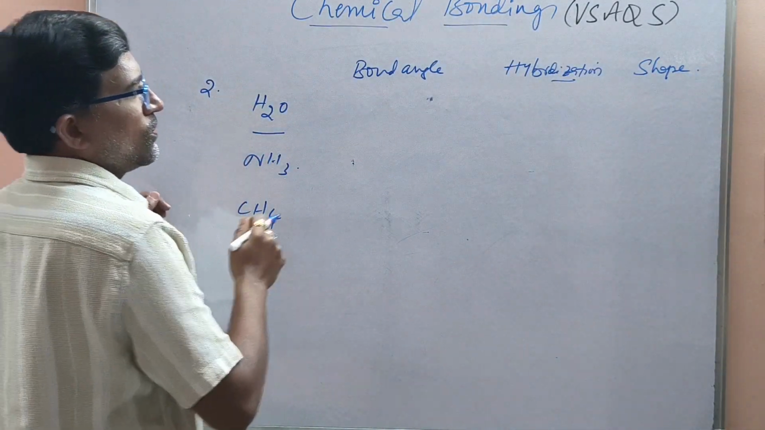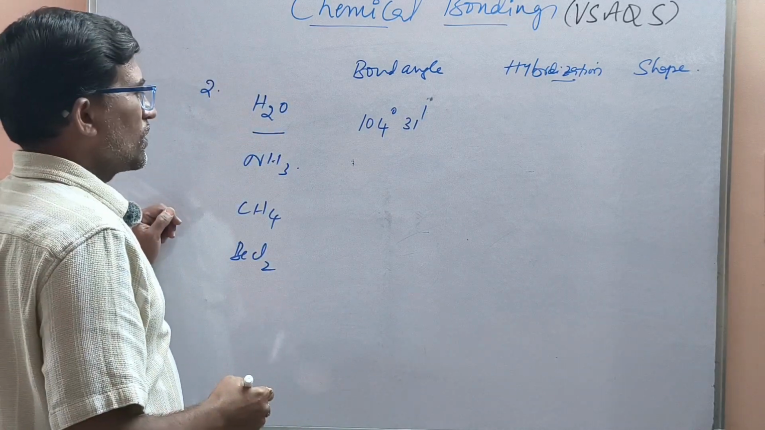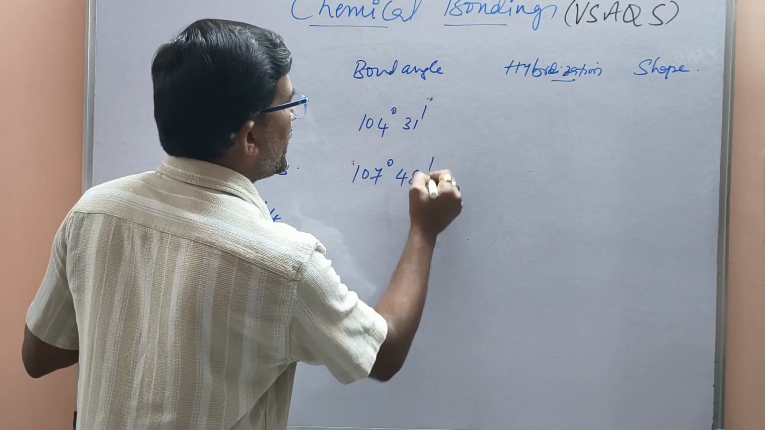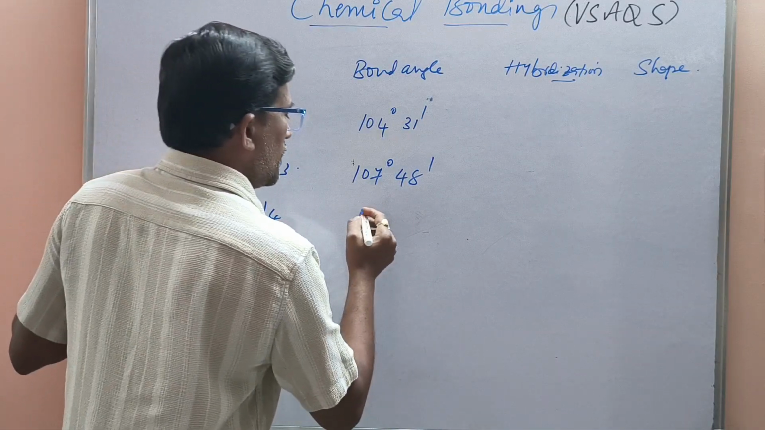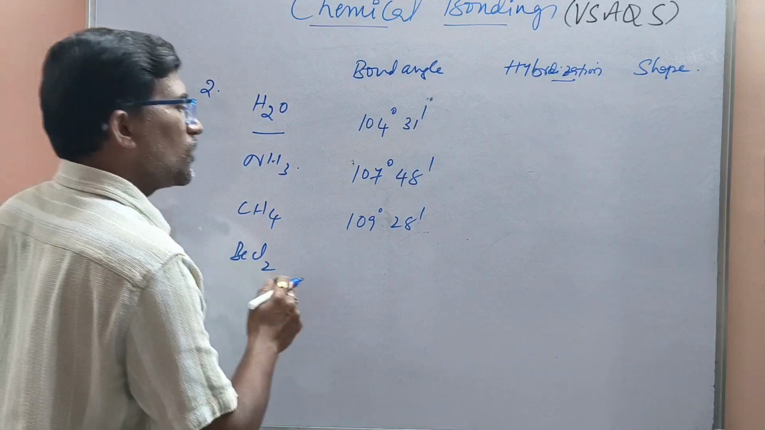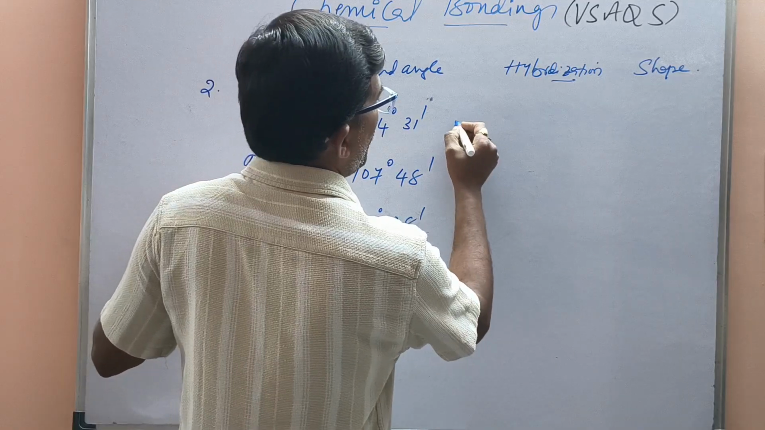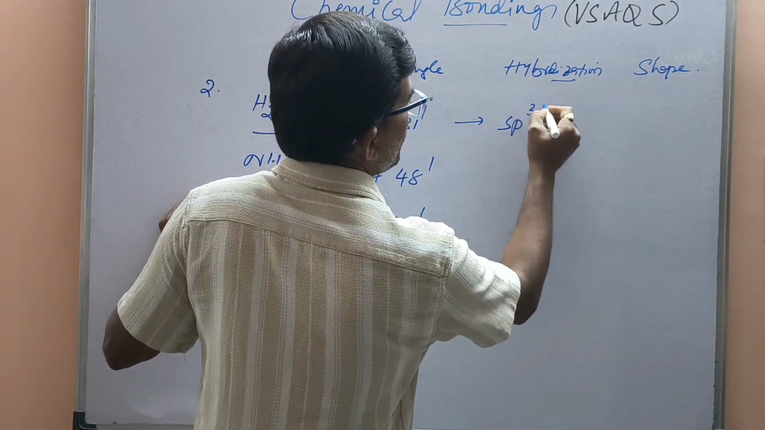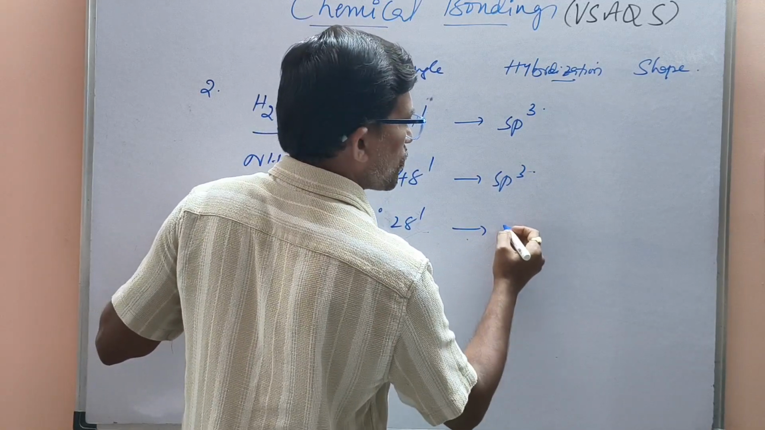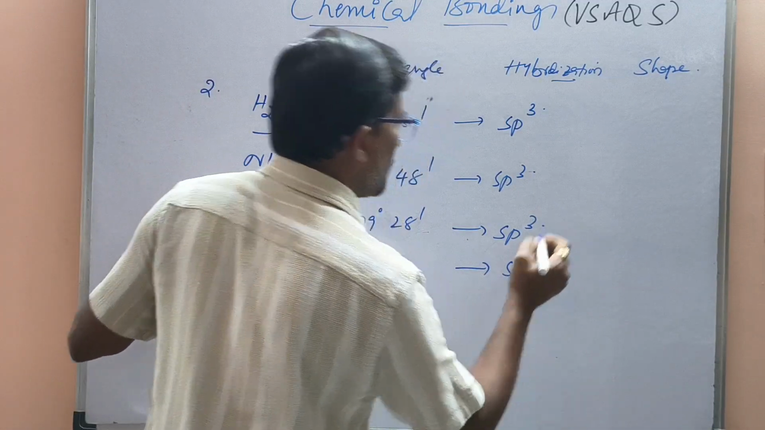For the H2O molecule, the bond angle is 104 degrees 31 minutes. Next, the ammonia molecule, bond angle is 107 degrees 48 minutes. The methane molecule is 109 degrees 28 minutes. And BeCl2, beryllium chloride, is 180 degrees. Hybridization: in H2O molecule, hybridization is sp3. In ammonia it is also sp3, in methane also sp3, and in BeCl2 hybridization is sp.